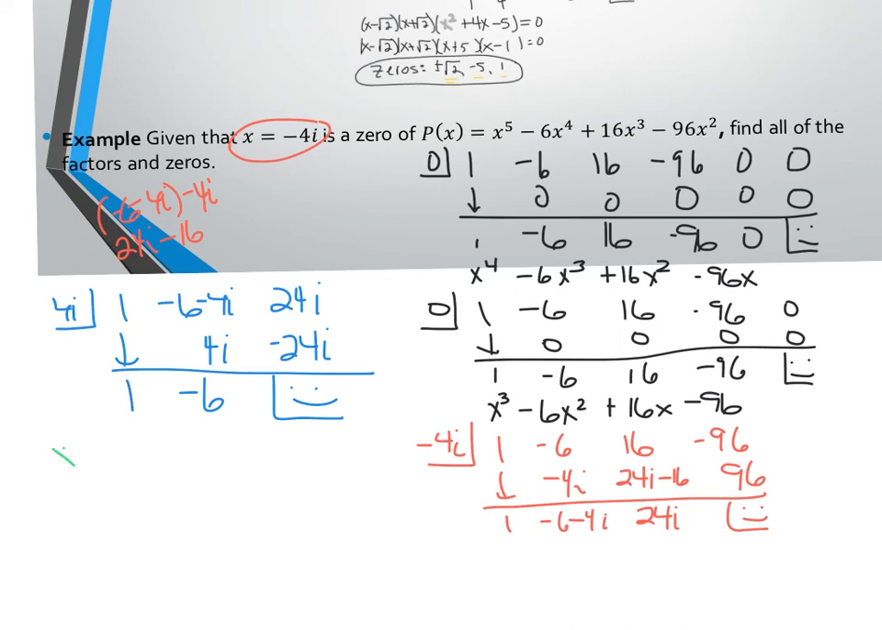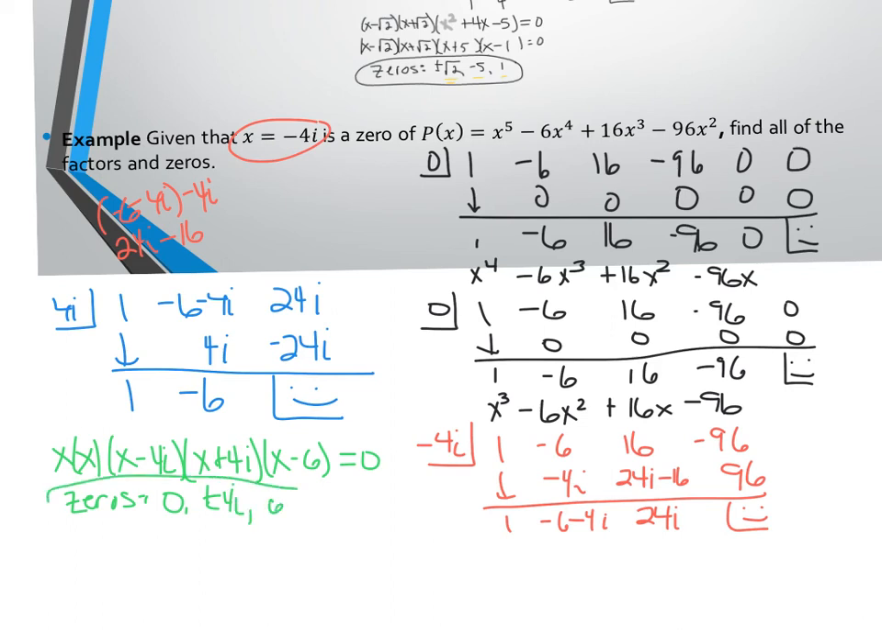So we know we have an x, we have an x, we have an x minus 4i, we have an x plus 4i, and we have an x minus 6. Okay. Notice that our zeros then are 0, plus or minus 4i, and 6. Now, one thing I forgot to include from up above.